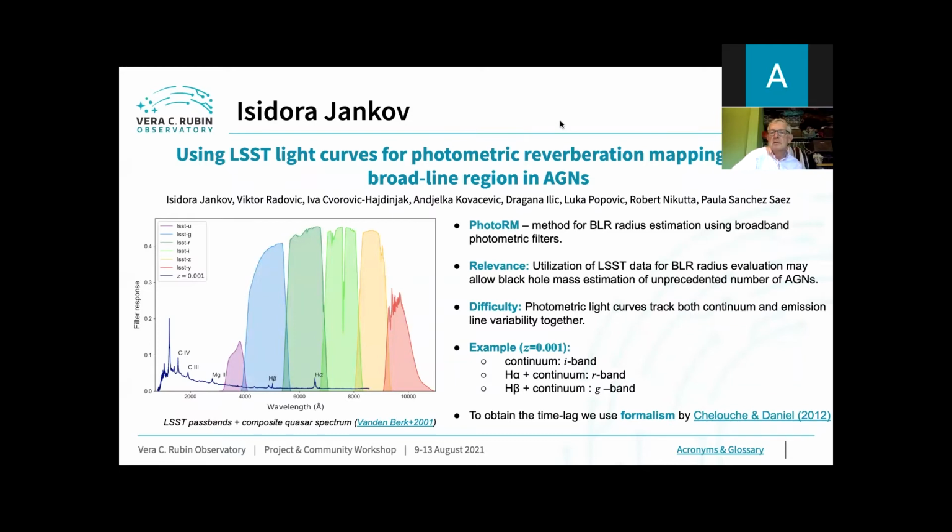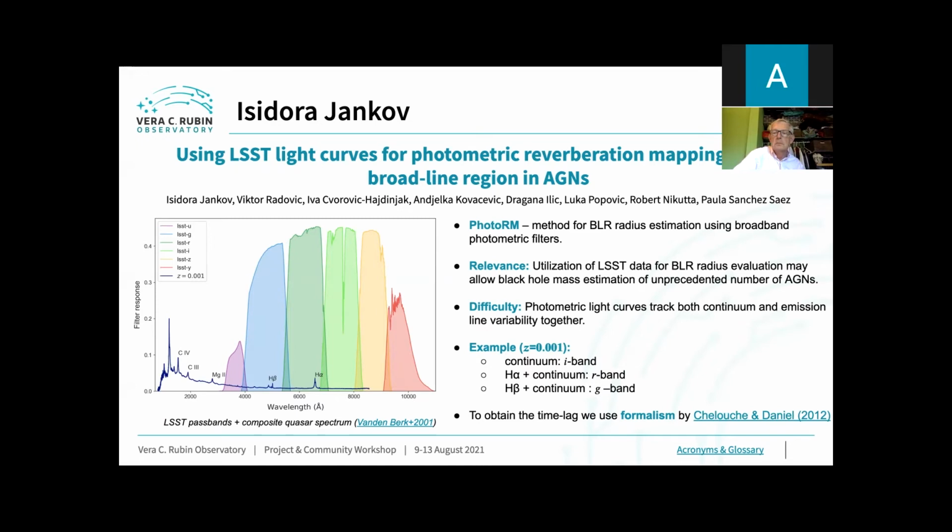Hello, everyone. I am Isidora, a PhD student from the University of Belgrade, and I'm going to report on the progress of the second subtask of our LSST Enabling Science project concerning the estimation of broadline region radius of AGN using a method called photometric reverberation mapping. The key is to find a time lag between continuum and line emission, which is a consequence of the broadline region light travel times using only photometric light curves.